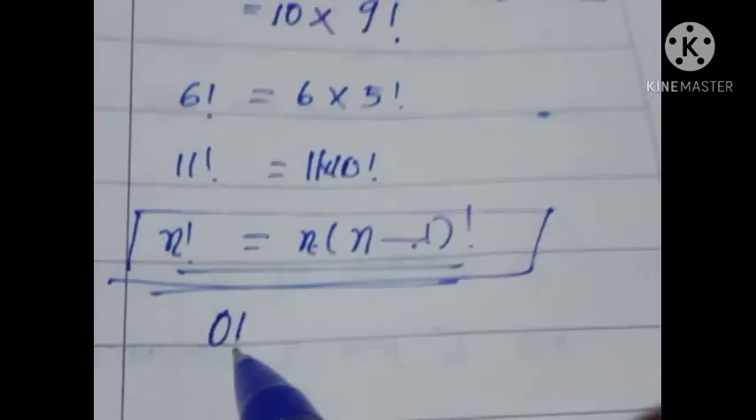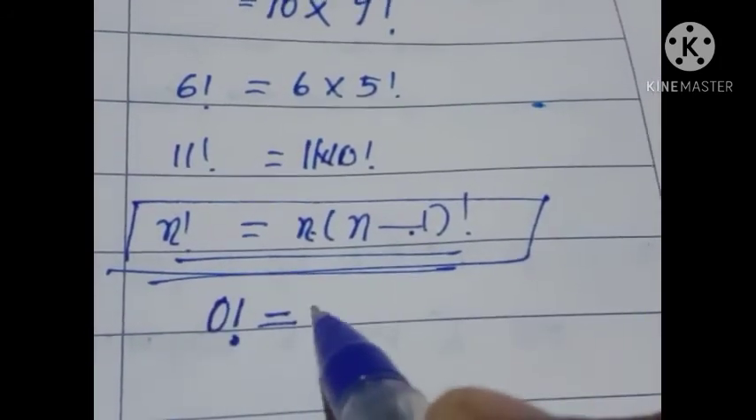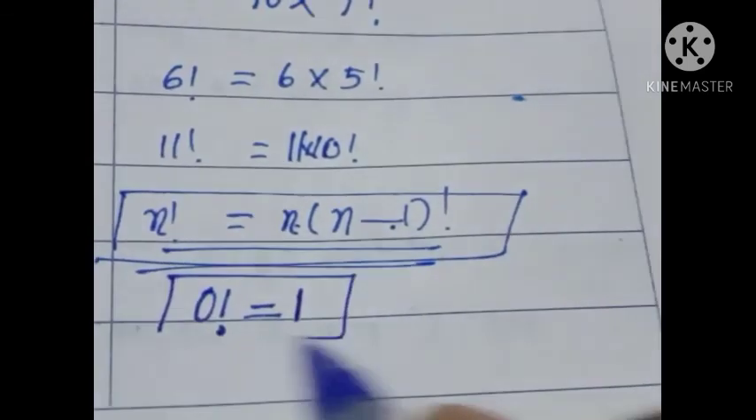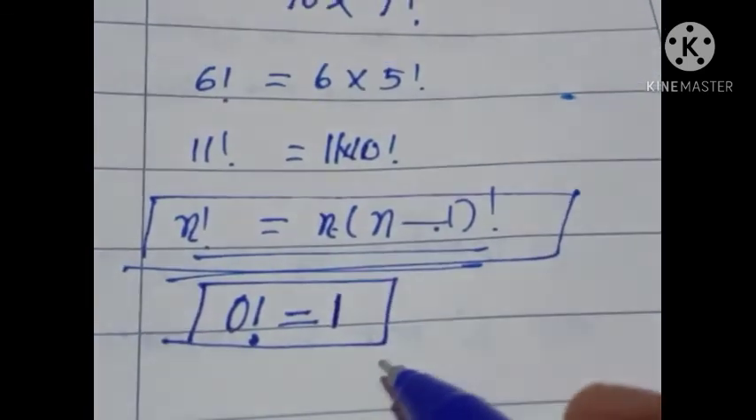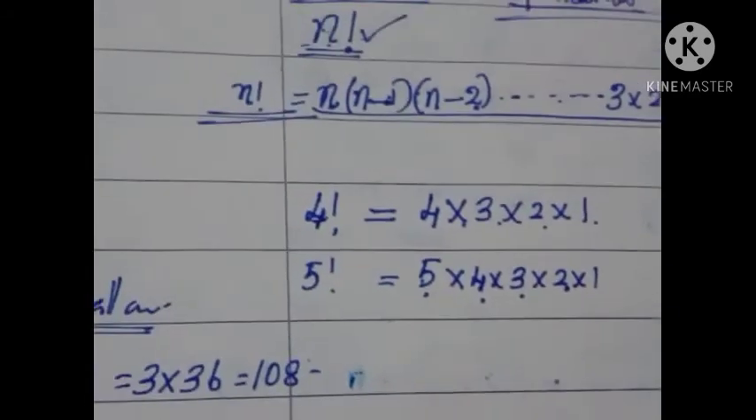Now, there is a definition, learn it by heart: 0 factorial is 1. So that's about factorial notation.